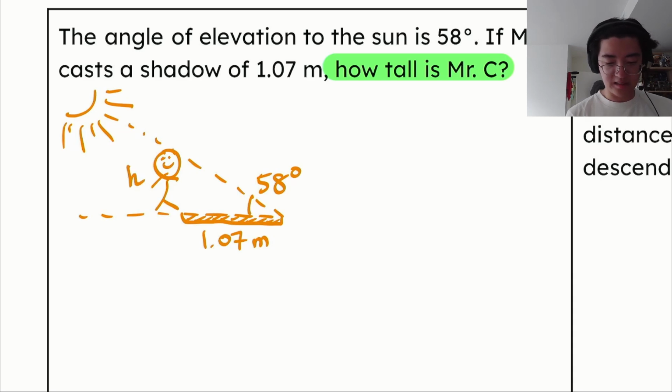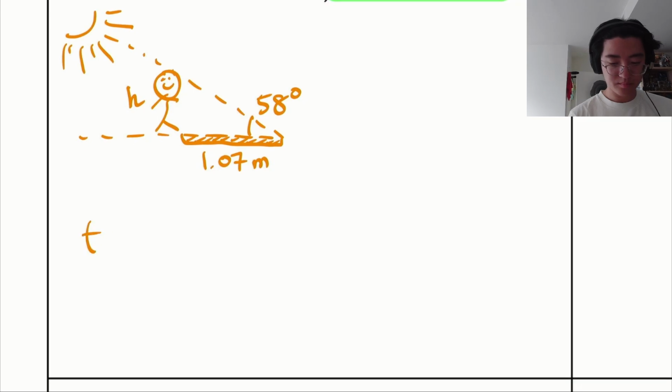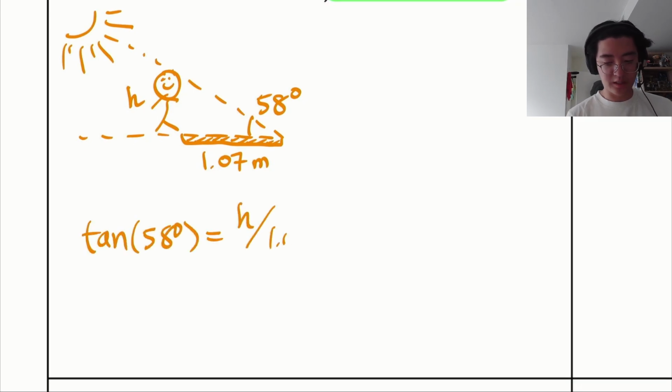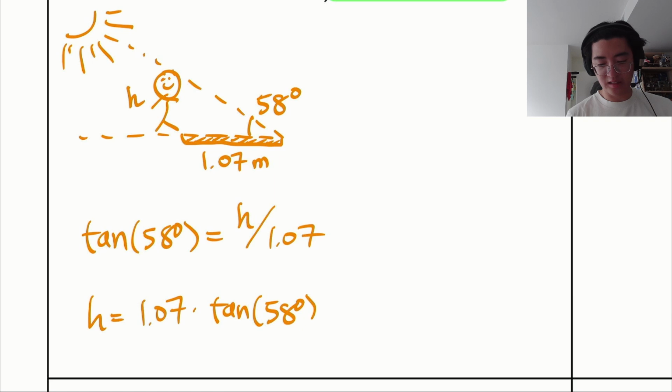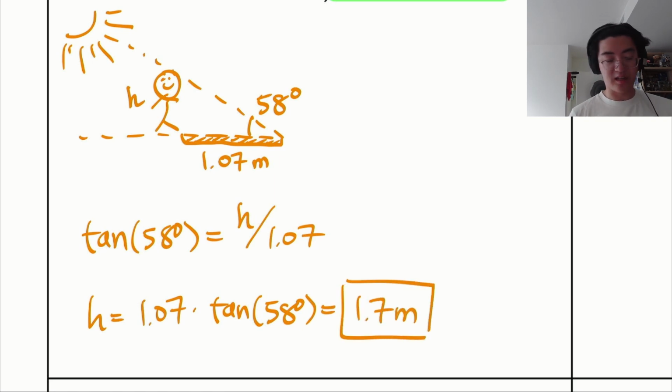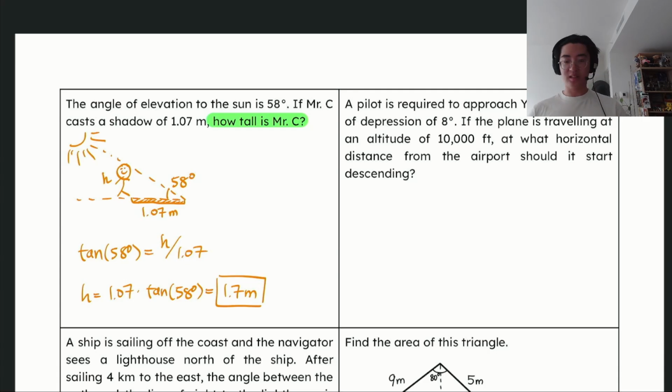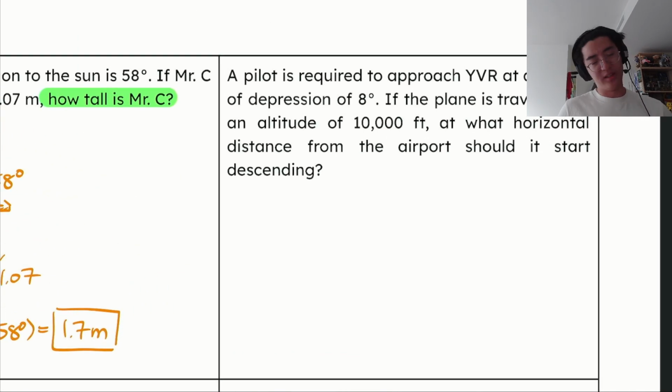This is across from the angle, so that's the opposite. And that's the adjacent, so we use tangent. Opposite over adjacent. So once again, just like with a lot of things in math, the calculation is the part we've been practicing the most with. It's mostly the setting up that's the harder part. 1.7 meters, which is around there. I'm 173 centimeters.